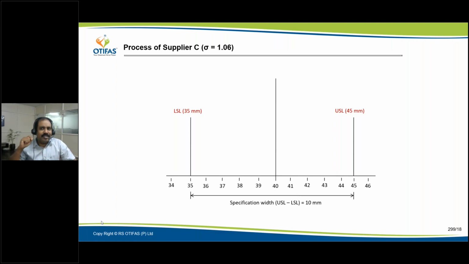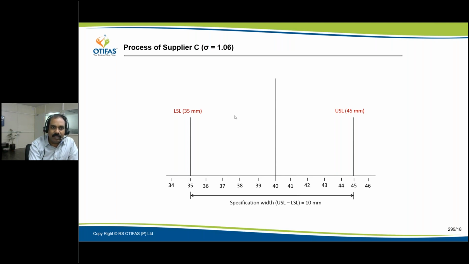What is the sigma value for this? When Cp is 1, what will be the sigma value? Probably 6. No, this is 3 sigma. When Cp is equal to 1, this is 3 sigma. This is operating at 3 sigma. That means any capable process means anything more than 3 sigma, anything more than Cp 1. Cp is equal to 1.